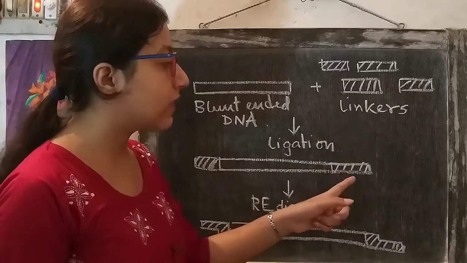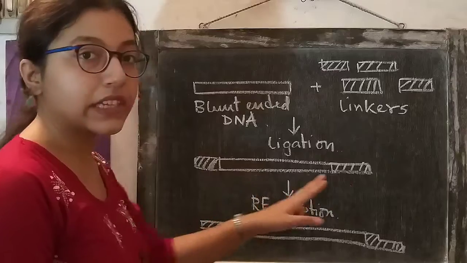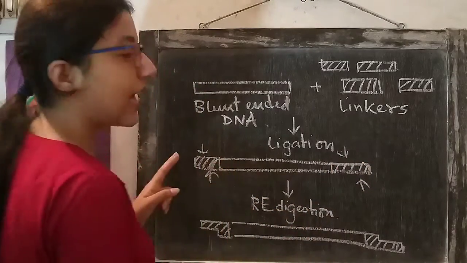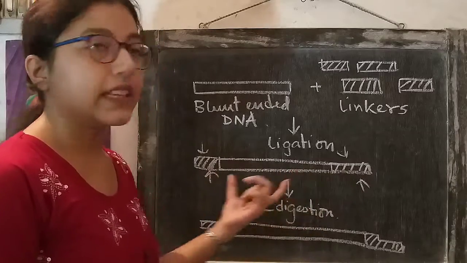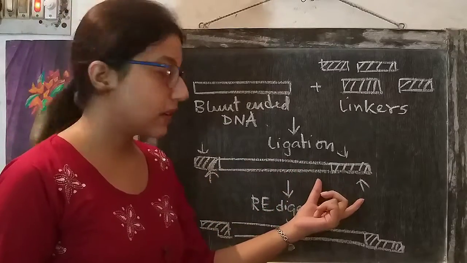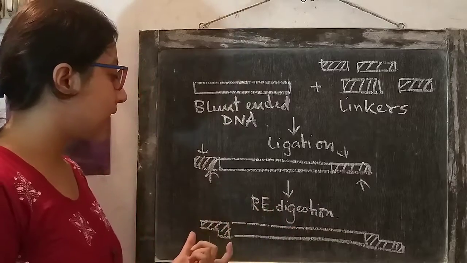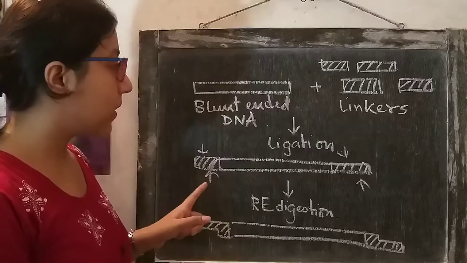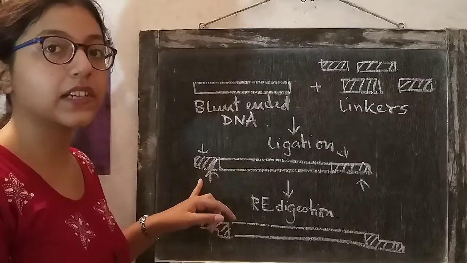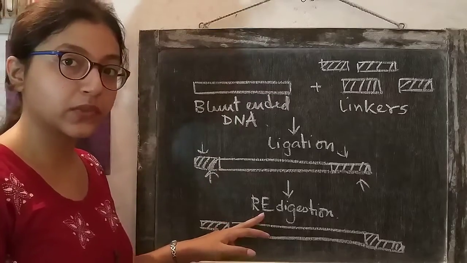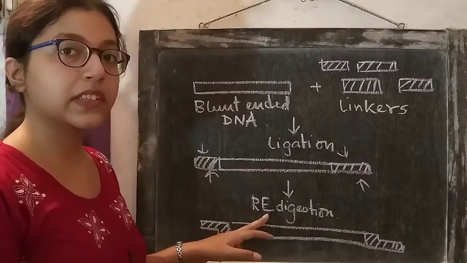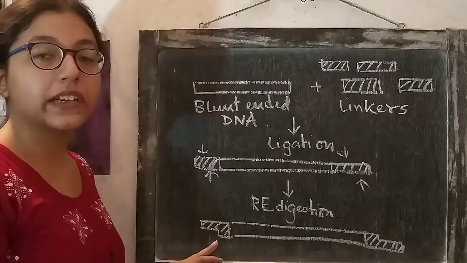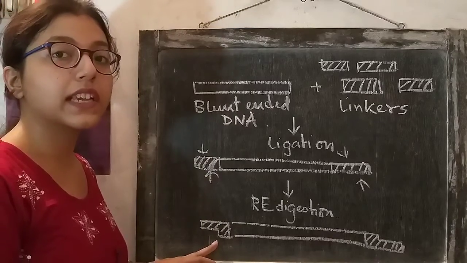After treating this product with the restriction endonuclease, this enzyme will cut within this sequence of the linkers. So it will cut like this. It will act at both the ends of the DNA fragment which is ligated with linker. So after digestion, these DNA ends will be converted into sticky-ended form, because this linker has the recognition sequence of this restriction endonuclease, and after digesting with it, the linkers will be fragmented and will produce sticky-ended forms.